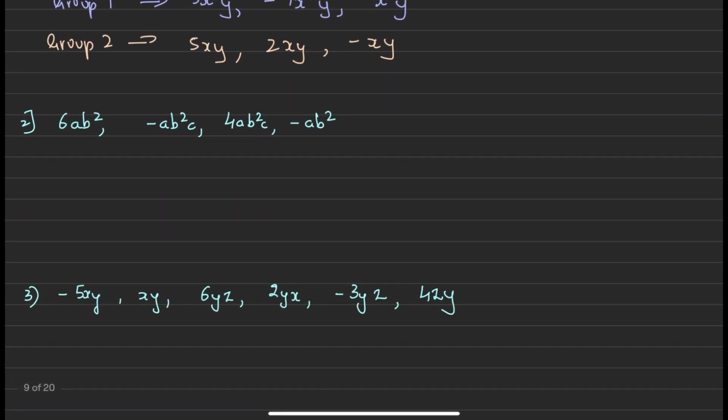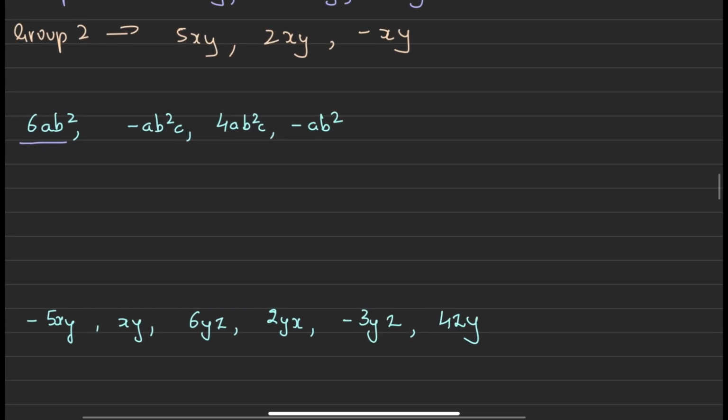Next one, group 1: 1a and 2b's. No, this has a, 2b's and c also. 1a and 2b's here. So group 1 is done. So the first group, I'm just writing this as 1: 6ab square and negative ab square. Group 2: 1a, 2b, 1c. 1a, 2b and 1c, okay. So this becomes our second group.